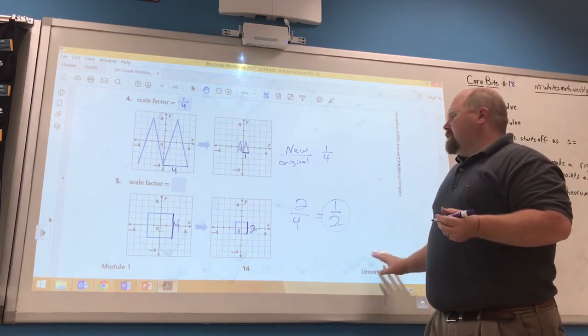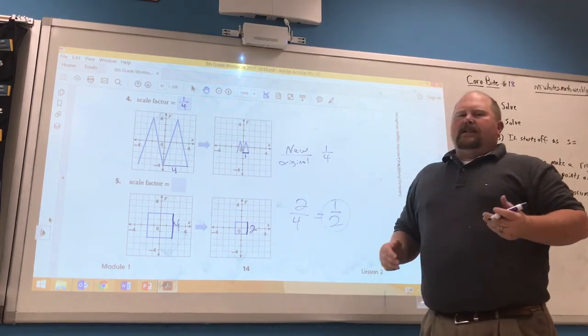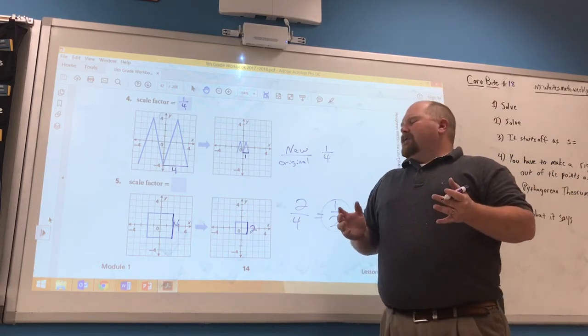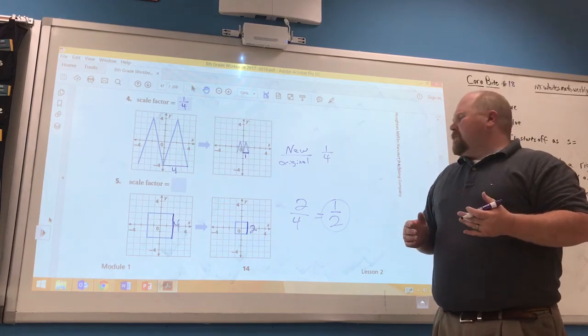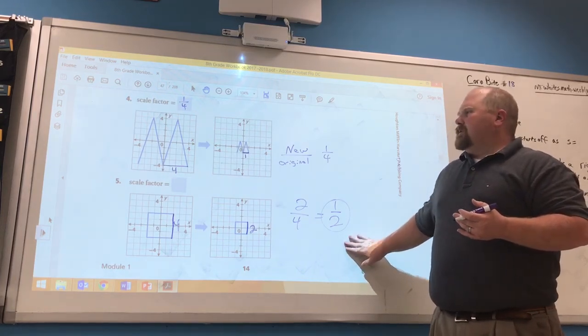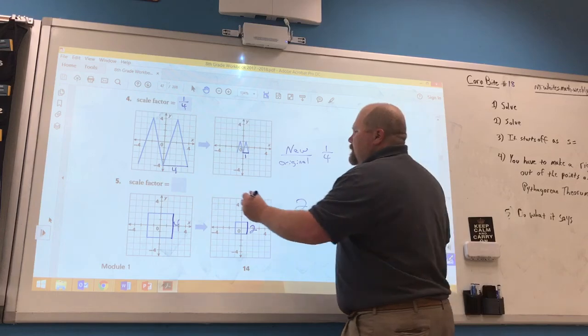Always ask yourself, does it make sense? It went from big to small. That typically means you're multiplying by a fraction, and it has to be less than 1. This does satisfy that, so this is the correct answer. So your answer is 1/2.